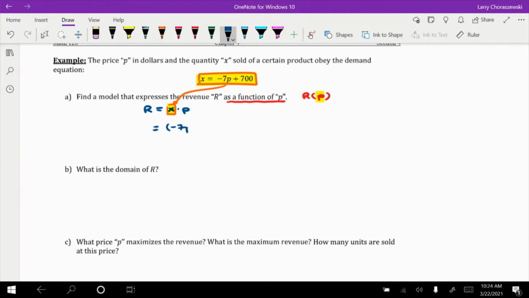So let's replace it with negative 7P plus 700. And then P is to the right. And I'm going to clear parentheses via backwards distribution of P to get negative 7P squared plus 700P. Now P is the only variable used at this point. So we can say that the revenue is a function of the price P. So far, so good?